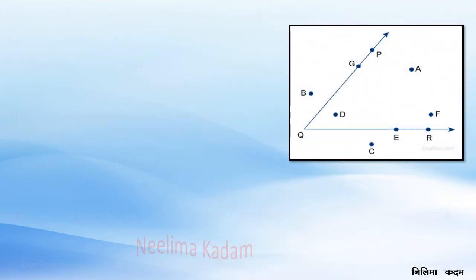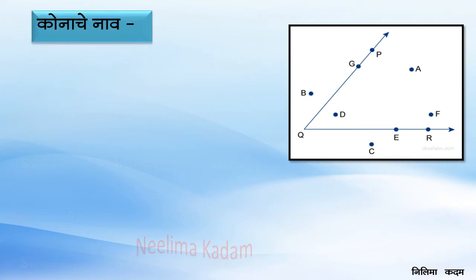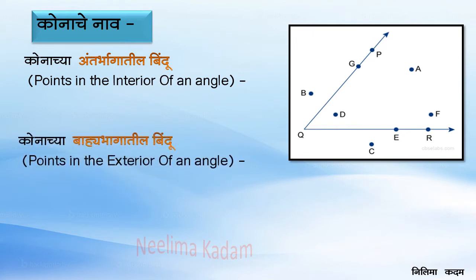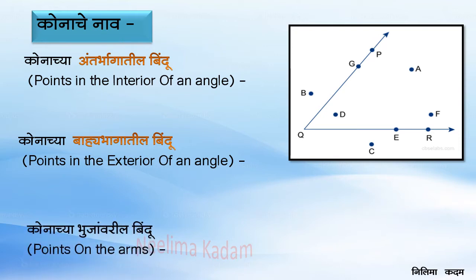Now take one more example. This is the angle. First of all, write down the name of an angle. What is the name of the angle? PQR. Okay? Now write down the points in the interior of an angle, points in the exterior of an angle, and points on the arms of an angle. First of all, the name of the angle is angle PQR. Q is the vertex.